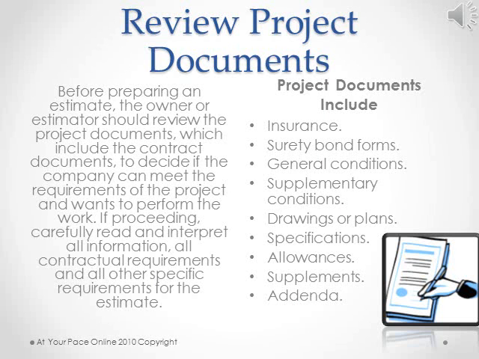Review project documents. Before preparing an estimate, the owner or estimator should review the project documents, which include the contract documents, to decide if the company can meet the requirements of the project and wants to perform the work. If proceeding, carefully read and interpret all information, all contractual requirements, and all other specific requirements for the estimate. Project documents include insurance, surety bond forms, general conditions, supplementary conditions, drawings or plans, specifications, allowances, supplements, and addenda.